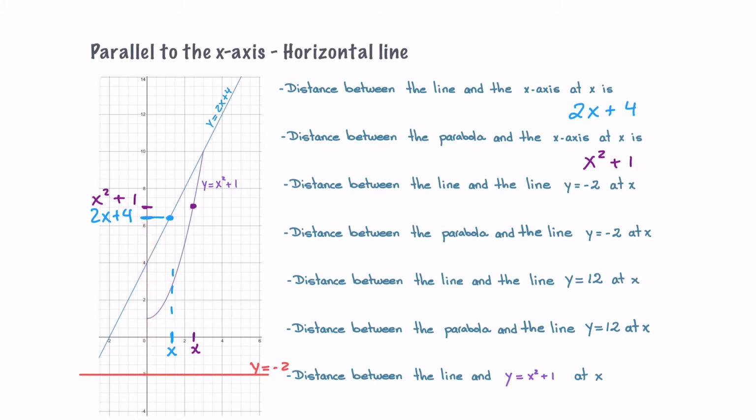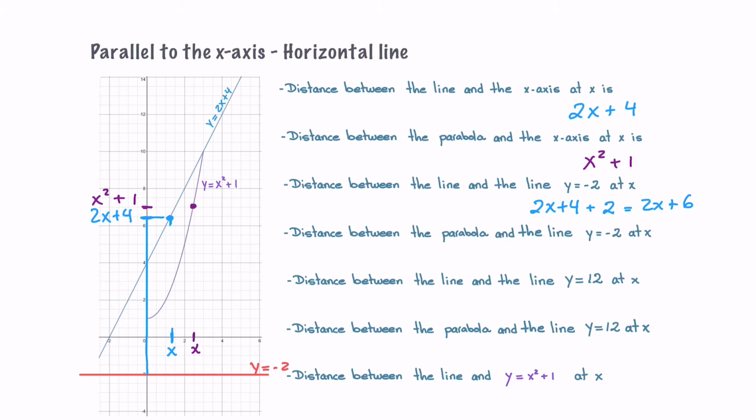So the distance is going to be 2x plus 4 is going to cover the distance from the line to the x-axis right here, okay? And then add 2 here to go all the way to the line. So the distance here from the line to the line y equals -2 is going to be 2x plus 4, and then we have to add a 2. So it's just 2x plus 6, okay?